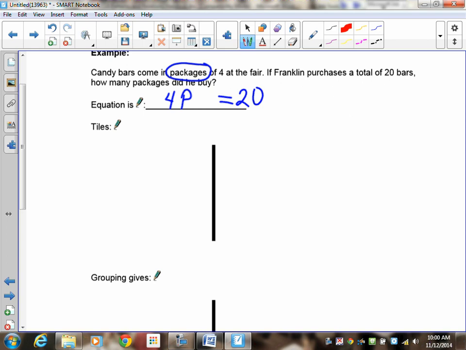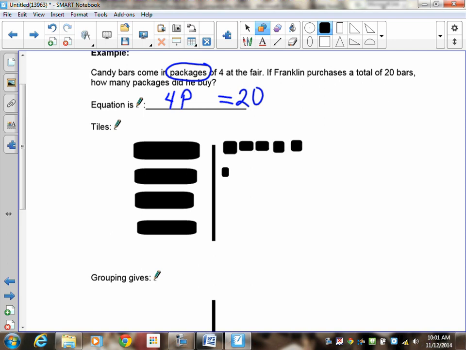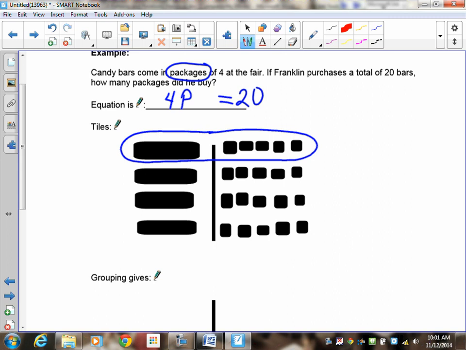20. So, taking a look at this, let's draw it. And again, we're going to draw it already grouped. So here's my 4 packages. 1, 2, 3, 4. If you do some simple math, 20 in 4 groups means there's 5 in each group. Okay? So here we go right there. That means that P is equal to 5.